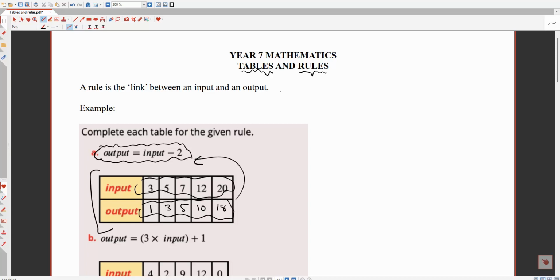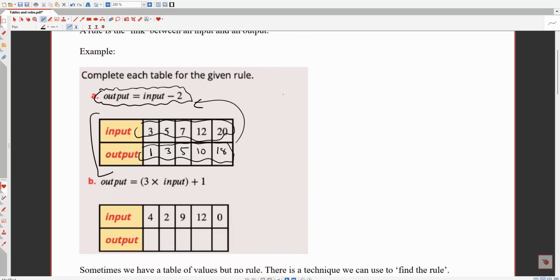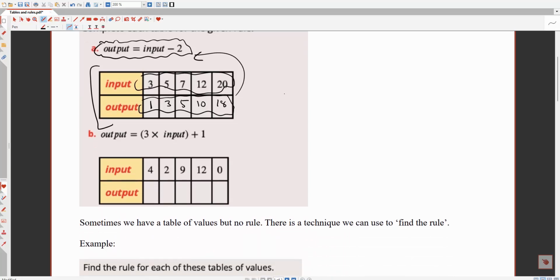All right, we'll go to a little bit more of a complicated example. So here the rule is a little bit more complicated, but we use the same process. So if the input is 4, we do 3 times the input number, which is 4. So 3 times 4 is 12. 12 plus 1 is 13. So on an input of 4, 13 will be the output.